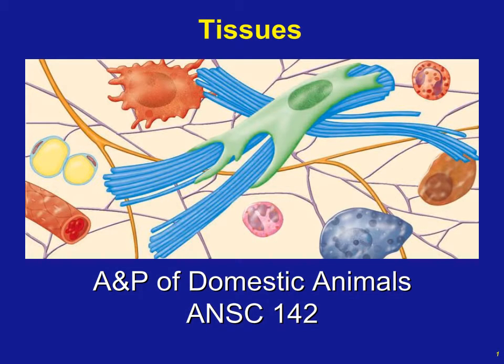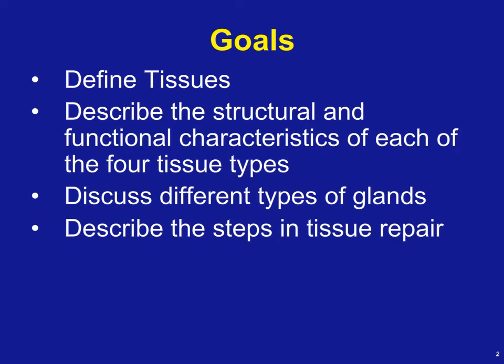In today's lecture, we're going to cover the material that's in Chapter 4, which is tissues, the living communities. So to start out today's lecture, we're going to talk about what tissues are, that is, we're going to define tissues. We're also going to describe the structural and functional characteristics of each of the four different types of tissue. We're also going to briefly discuss the different types of glands that are produced by epithelial tissue, and also describe the steps of tissue repair.